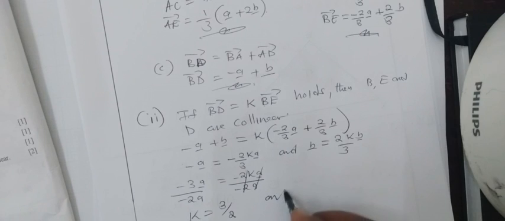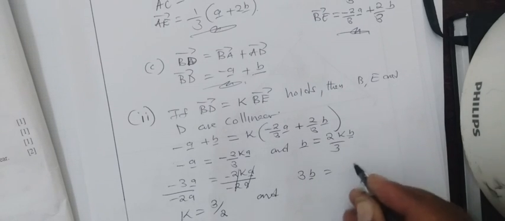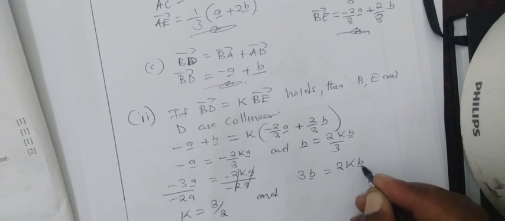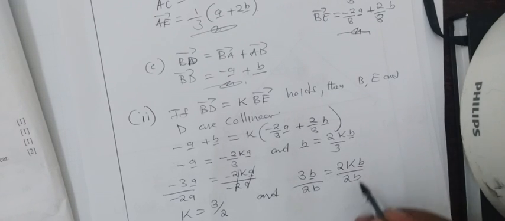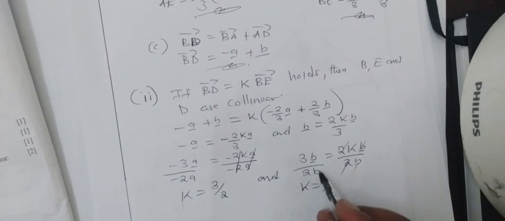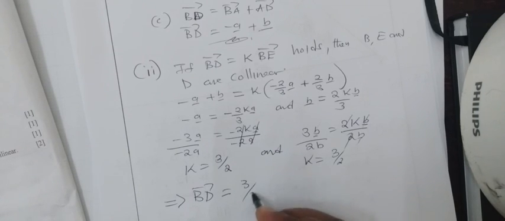Alright, and we check here. Again, you multiply by 3, so you have 3B, then the 3 goes here. You have 2KB. But you want to find K, so you divide by 2B, even here 2B. That means K will be equal to, this and this cancel, these two cancel, you have 3 over 2. So there exists a K. This implies that we can find BD by saying 3 over 2 times BE.